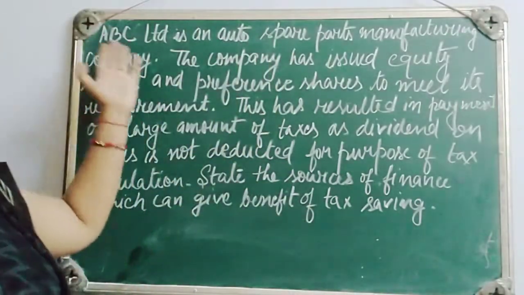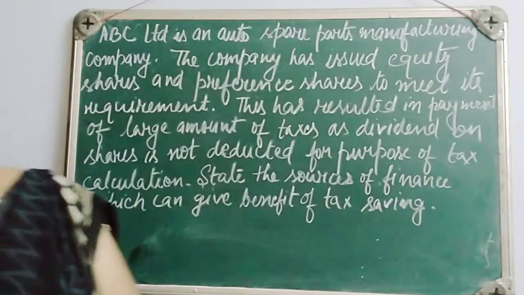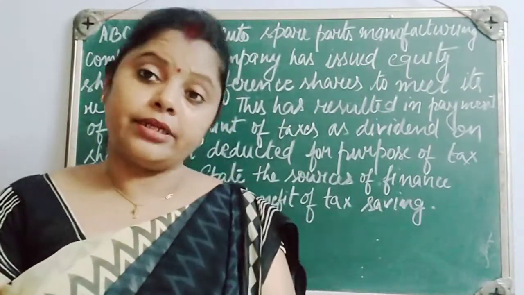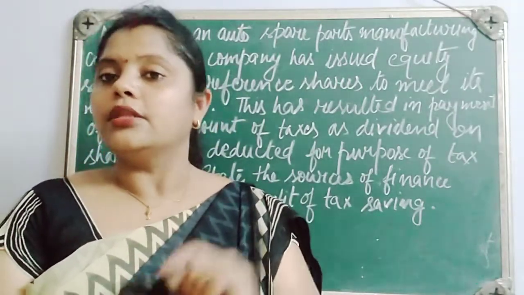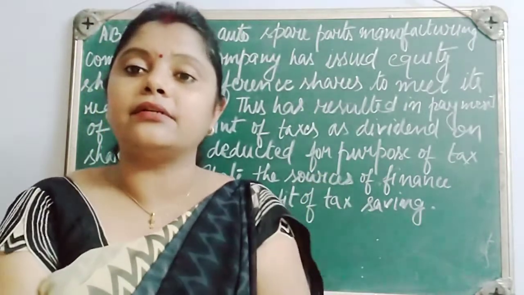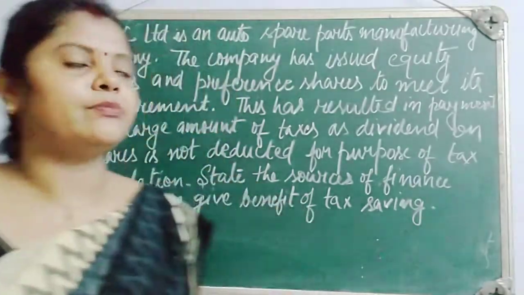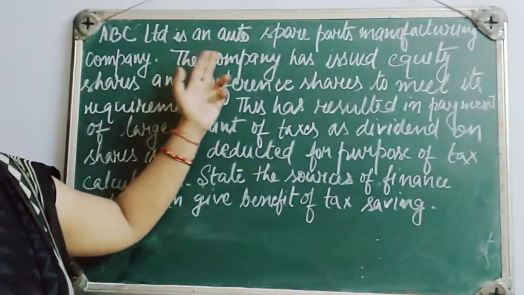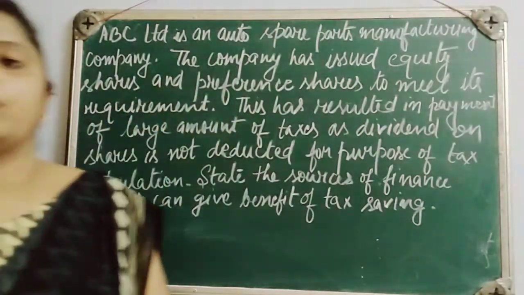The question is, ABC Limited is an auto spare part manufacturing company. So that means ABC Limited is a company and it is a public company because the word private limited is not written. The word only limited is written after the name of the company. Okay. So it is a public company. Let's move further. The company has issued equity shares and preference shares to meet its requirement.